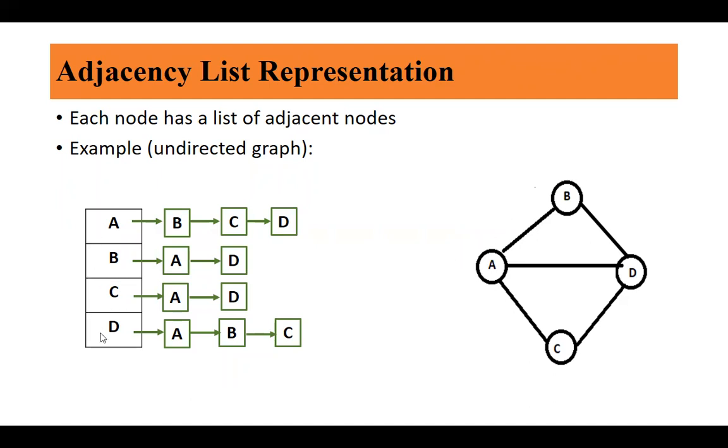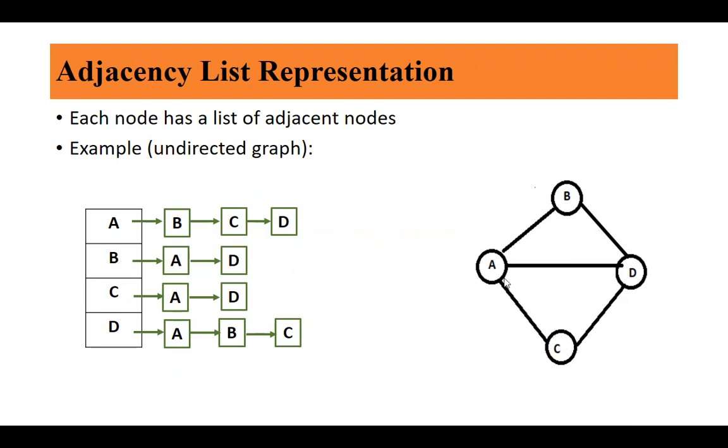We have all the nodes, all the vertices, and then we write that from A you have an edge to B, an edge to C, and an edge to D. So A to B, A to C, and A to D. This is a linked list that is maintained. Similarly, from B you have an edge to A because it is undirected. It can move in both directions. You have B to A and B to D.